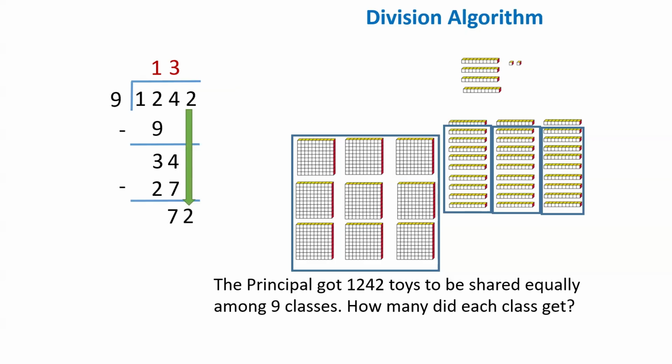So now we have to take the 7 tens and break them up, or we group them into 72 units. And now we break those up into groups of 9, and we're able to get 8 of those. So if we got 8 groups of 9, we use 72. Are there any remaining? There's no more.